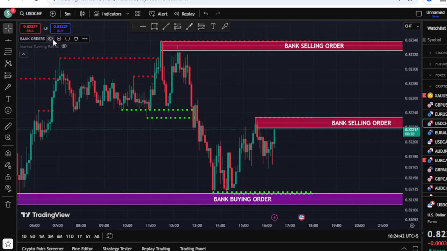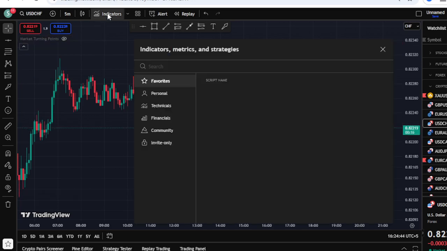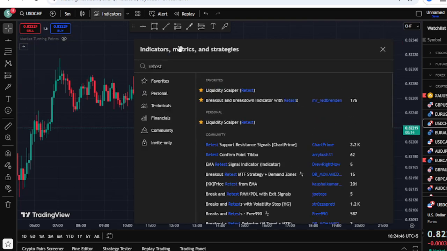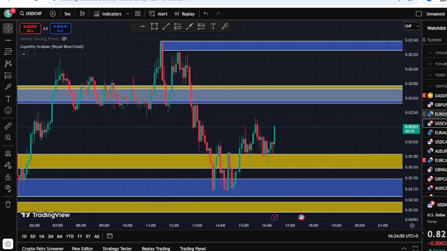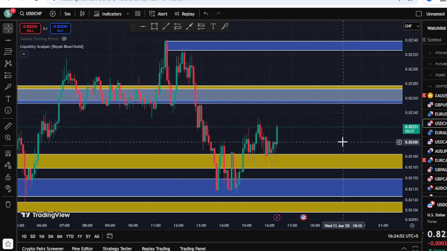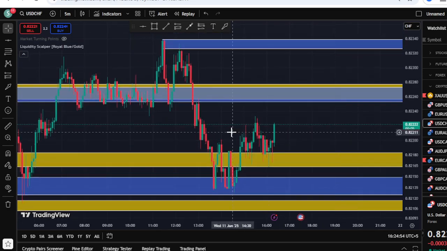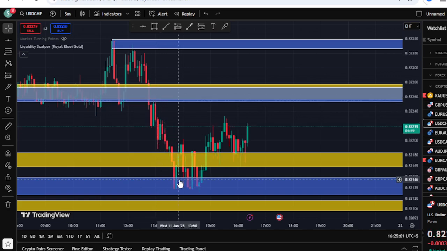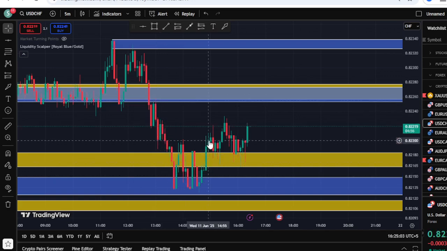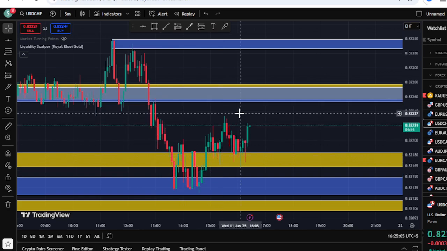Our third indicator is based on the retest. Let me show you. The name of that indicator is liquidity scalper, and that's a simple indicator. How is it simple? Very simple. When the price breaks below the level, then it comes for the retest. You can see this is the bearish retest. Price is down. Now the price breaks that level, retests, and simply price is going up.